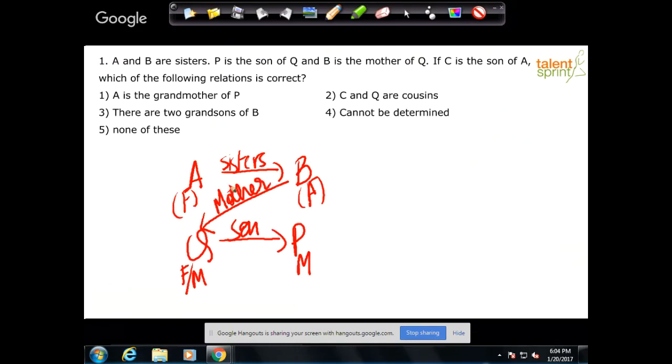Another relationship that has been told to us is that C is the son of A. So we know again that C is a male and he is the son. Now, once the diagram has been sorted out and charted out in front of us, we have mapped it out.